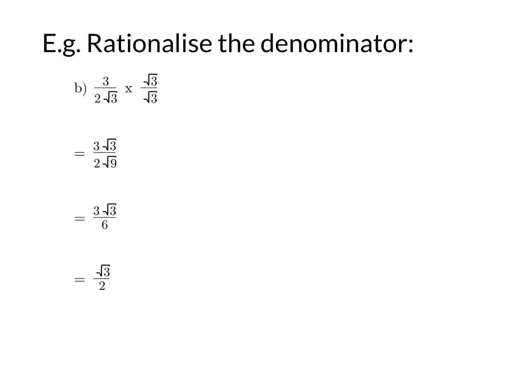Second example. So we had 3 over 2 cube root 3. Now to make this easier, I'm only trying to get rid of the cube root part. So if I multiply by the cube root 3, that'll take care of the cube root on the denominator. So whatever we do to the bottom, we do to the top. So you're going to times the top by cube root 3 and the bottom by cube root 3. So on the top, 3 times cube root 3 is 3 cube root 3. On the bottom, 2 cube root 3 times cube root 3 is 2 cube root 9.